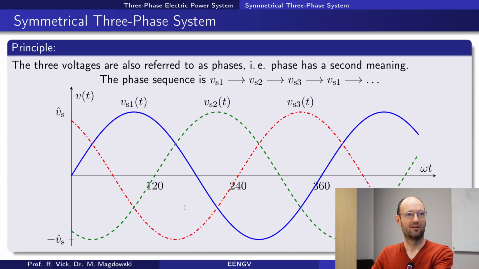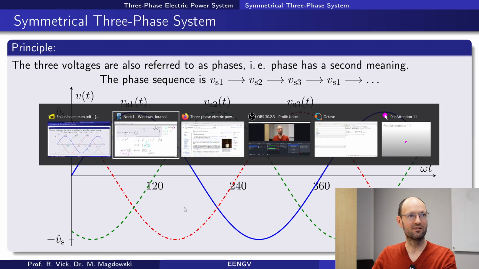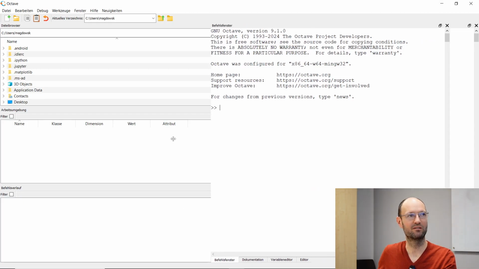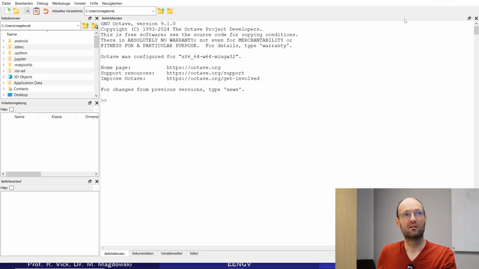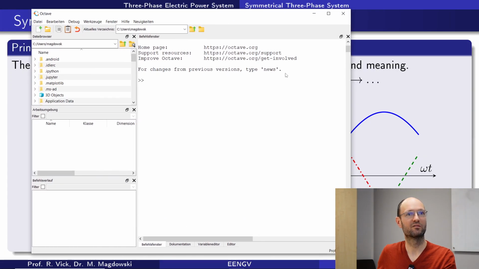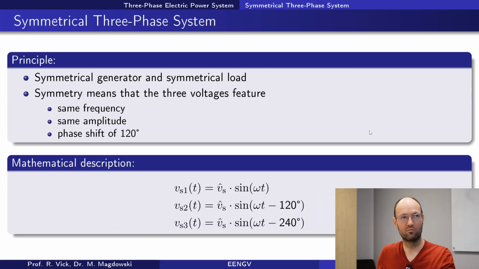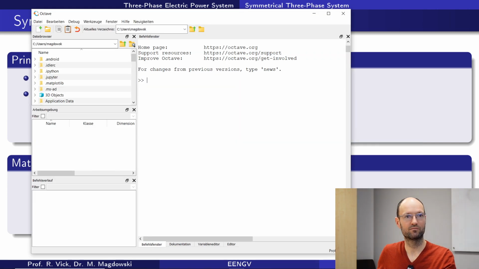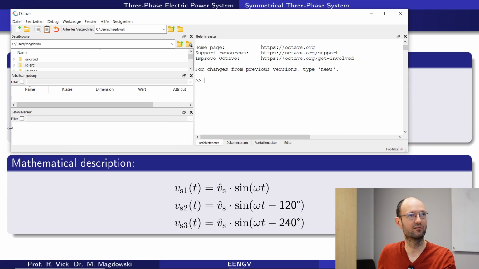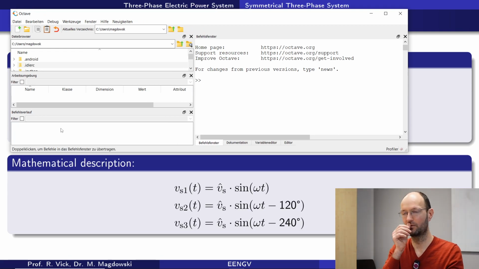Okay, at this time I would say it would be a good idea to check once again what happens here and, for example, also plot this in Octave to get a better idea. So if we go back to this figure here, how could I plot the same diagram in Octave that we have just seen?